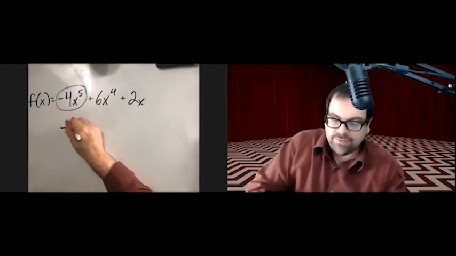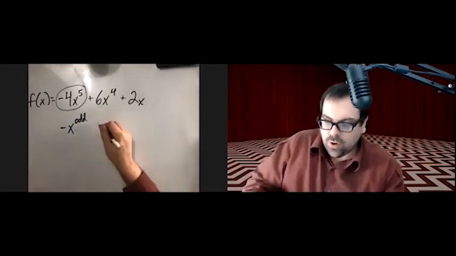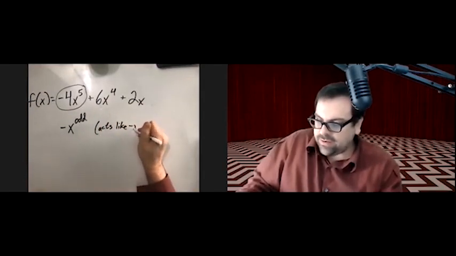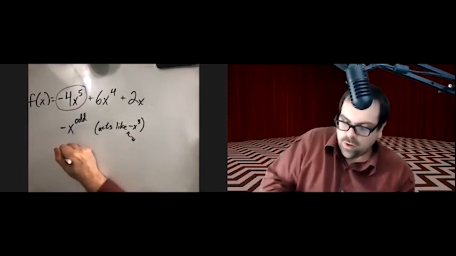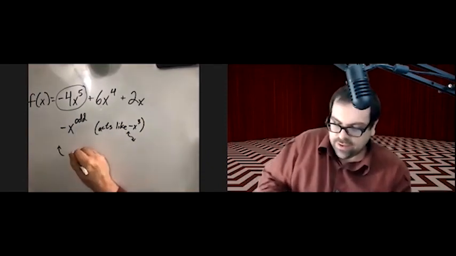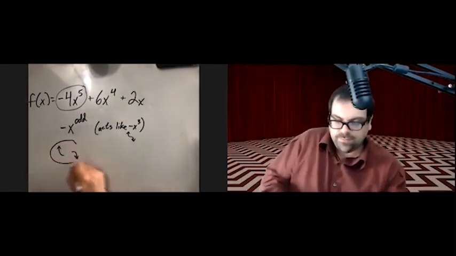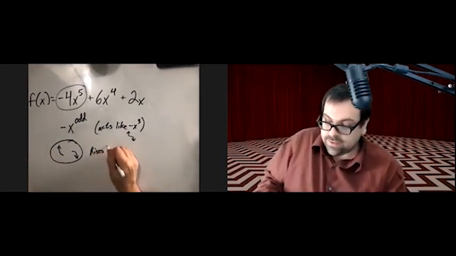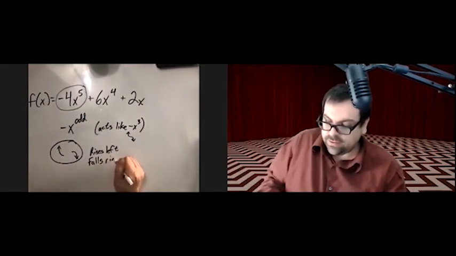This is negative x to an odd power, which is going to act like negative x cubed, which is this one. So it rises to the left, falls to the right. That's it. Rises left, falls right.